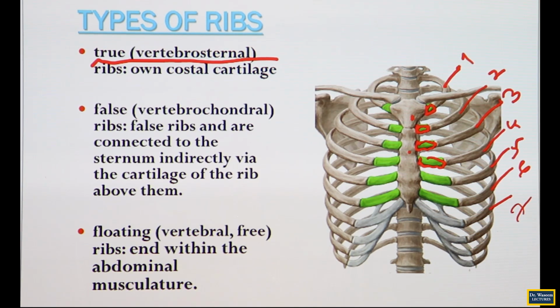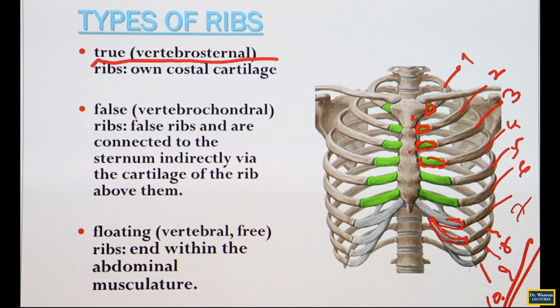But there is another group also: the next 3 ribs, 8, 9 and 10. These 3 ribs have their costal cartilage, but they are not directly attached to the sternum; they are attached indirectly via the cartilage of the rib above them. This is your 8th rib, which is not attached directly, but via the costal cartilage of the rib above.